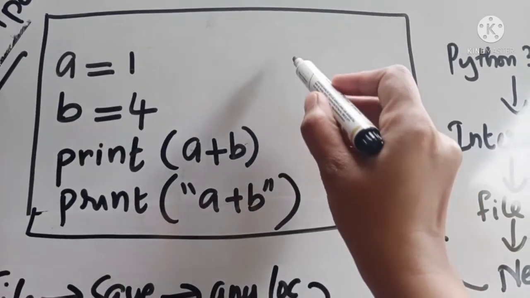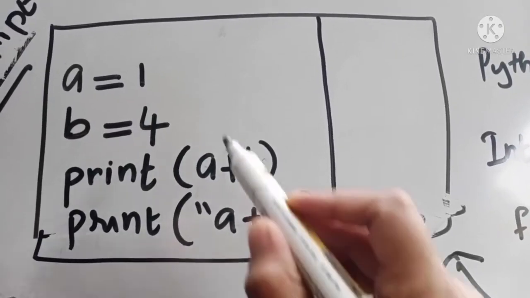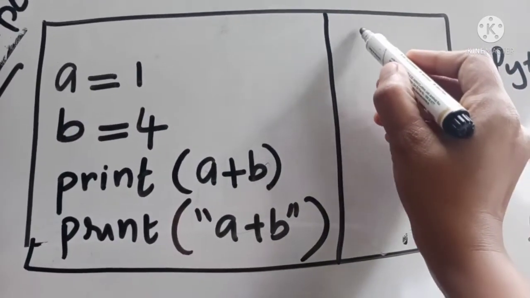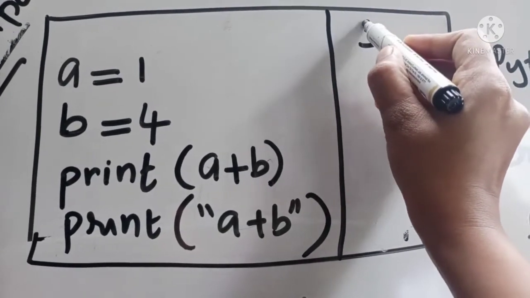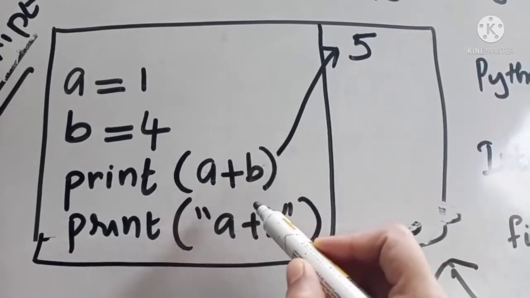So let me write the whole output of this particular program code. Your output for these 4 lines of code is: the first line is 5. How did we get 5? A plus b, and I'm not giving it in double quotes over there. So what will happen?